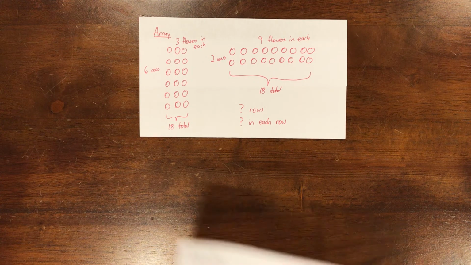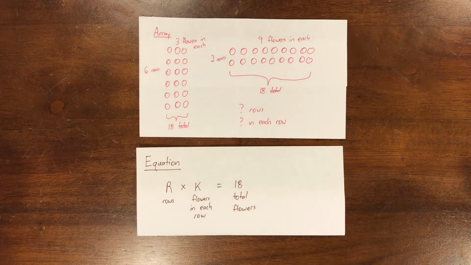Another student that I had represented like this. They made an equation with two variables, r for rows and k for flowers in each row. Both of these are variables because we don't know either from the story. We do know it has to equal 18 total flowers, so that's what we put as the product of our number sentence.